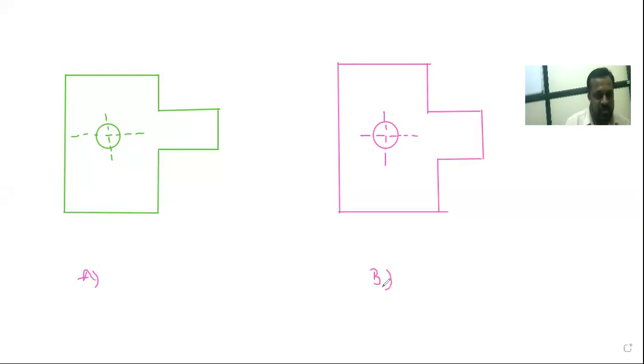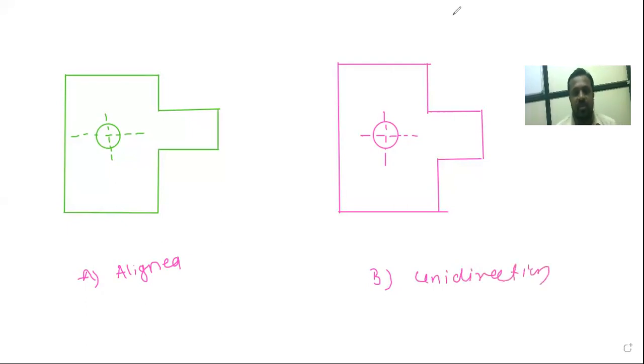Now see, here we have to show the dimension. In this figure A we have to show the dimension using the aligned system. And here we have to show the dimension using the unidirectional system. So please tell me how to show. What is the procedure?